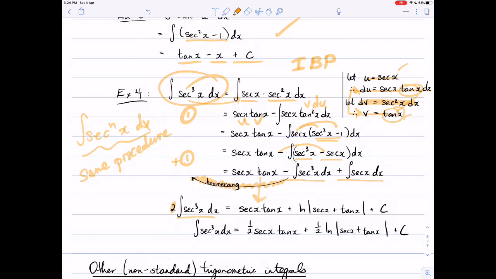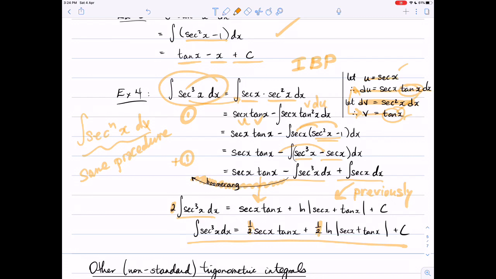Well, this secant tangent just gets rewritten, and the integral of secant that we did previously is one that you are supposed to memorize. So the antiderivative of secant is ln of the absolute value of secant plus tangent plus c. Divide both sides by 2, and there you have it.